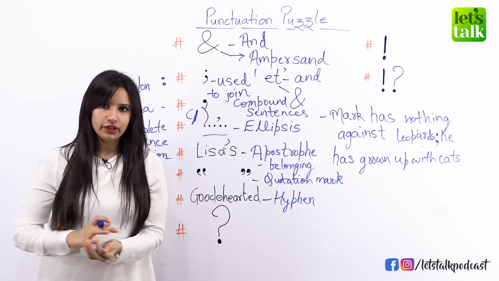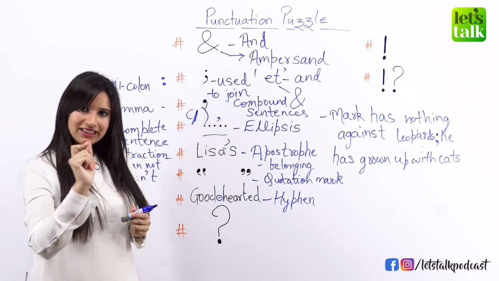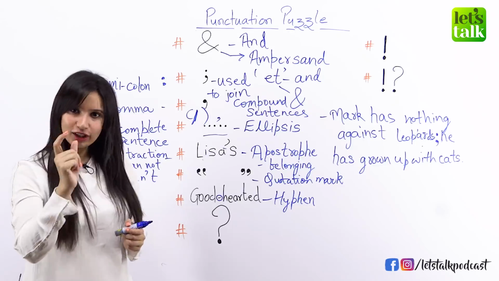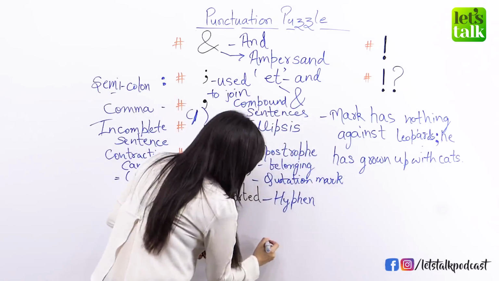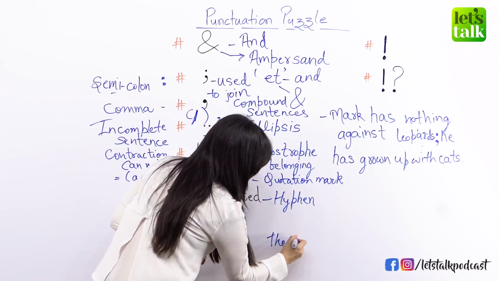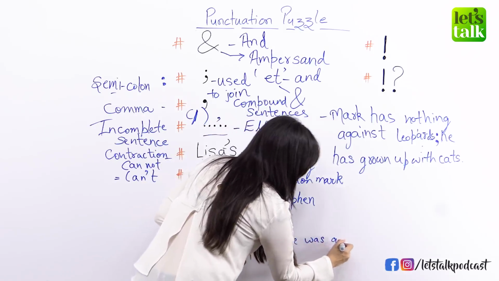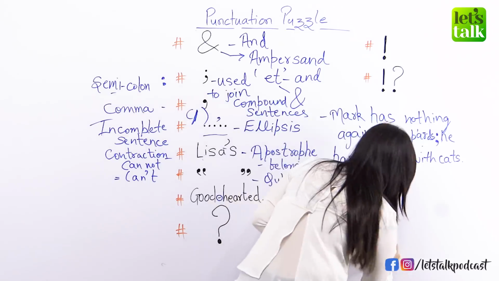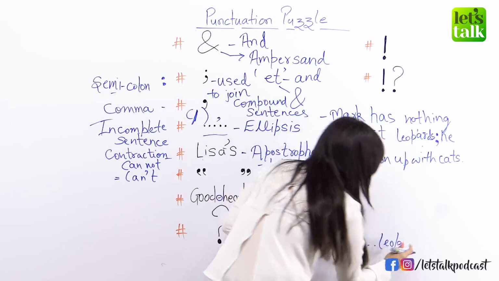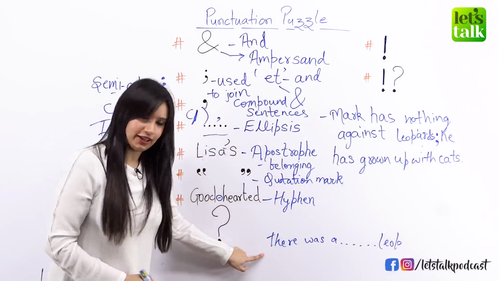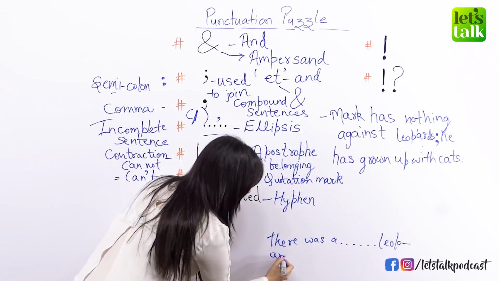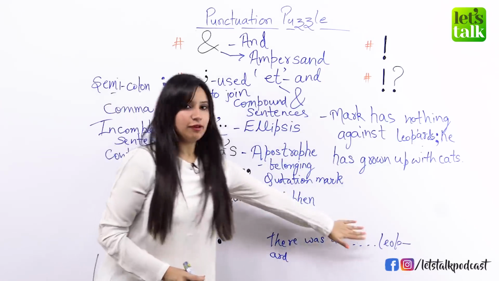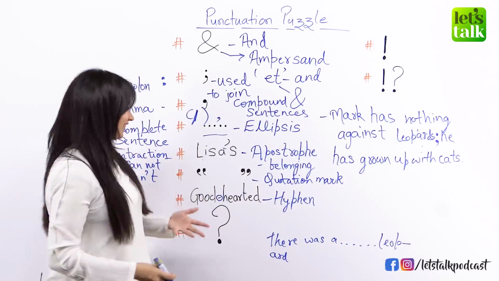But you know what? You would of course know that when you're writing, when you complete a line and one word is incomplete. So let's say you were writing a line and a particular word, you start from here, there was a lep, and you want to write in the next line now, so you would put a hyphen here and write leopard. This means that the same word is continuing.